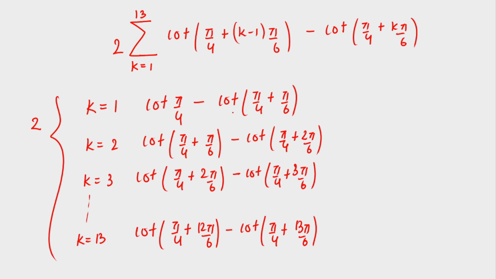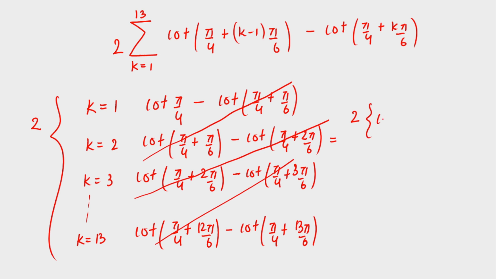Now after putting all the values, I got a series, and when I add the series, you will see it's a beautiful telescopic series, because minus cot of pi by 4 plus pi by 6 will cancel out with this. Similarly, minus cot of pi by 4 plus 2 pi by 6 will cancel out with plus cot of this. And similarly, every alternate cancellation will happen like this. Remaining will be 2 times cot of pi by 4 minus cot of, this is 52 pi plus 6 pi, that is 58 pi divided by 6.